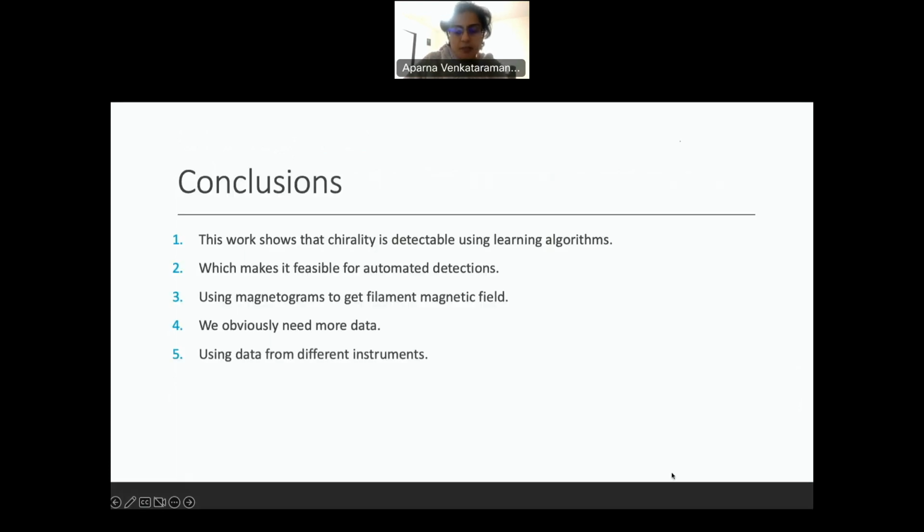The main conclusion from this work is that chirality can be detected using machine learning algorithms, hence it is feasible for automation. This was the first step in the process of doing space weather predictions using filaments and automating them. The next step would be to incorporate the respective magnetograms to get the actual field directions of the filaments. Obviously, we also need a lot more data to improve the results and get a better and more robust model. It will also be beneficial to incorporate data from different instruments.